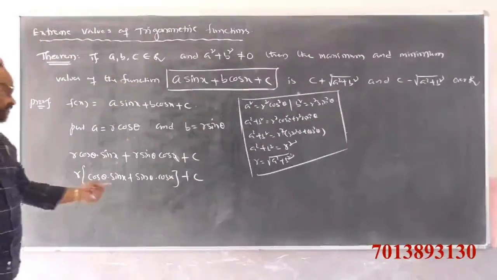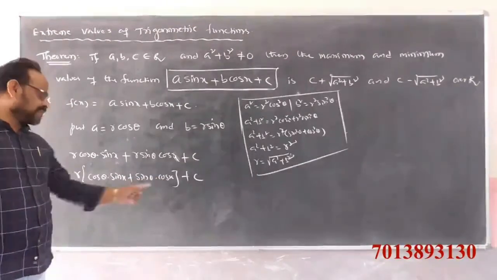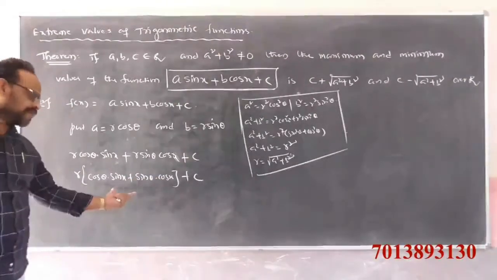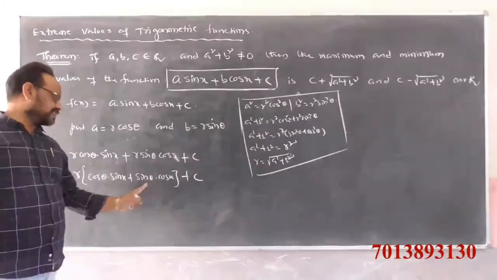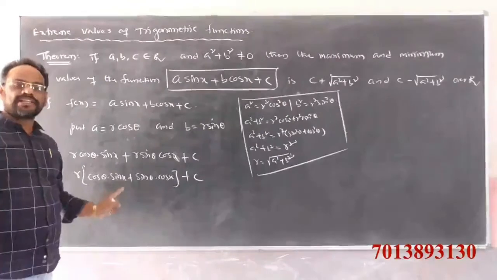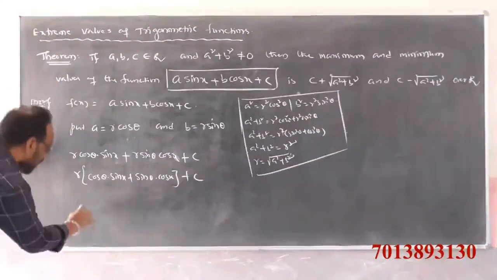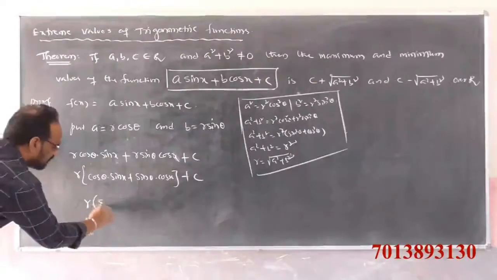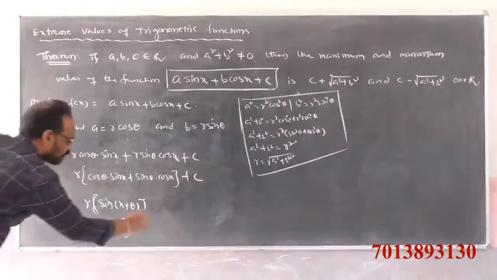Observe here, it is in the form of sin A cos B plus cos A sin B. What is the formula for sin A cos B plus cos A sin B? It is nothing but sin of A plus B. So we get here R times sin of x plus theta, plus c.